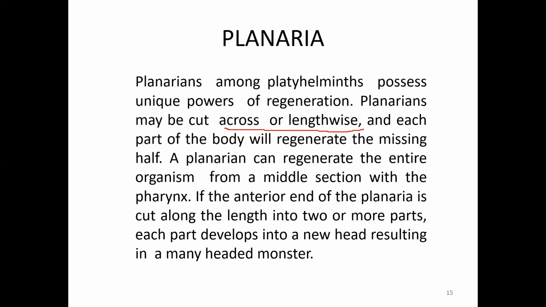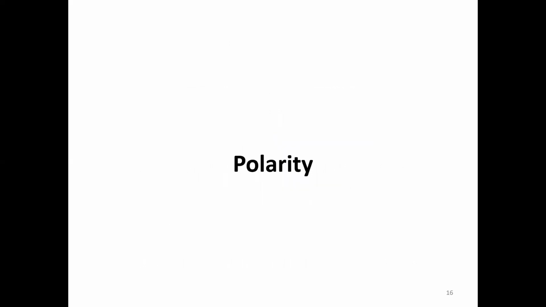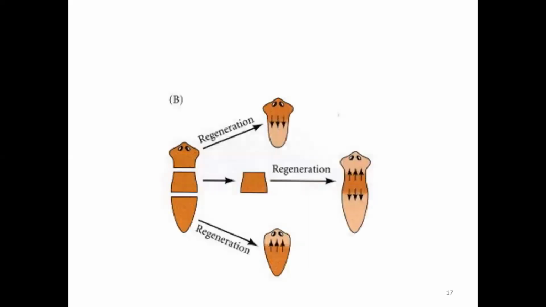If the anterior end of the planaria is cut along the length into two or more parts, each part develops into a new head, resulting in a many-headed monster. Polarity. When a section from the middle of the body of a planaria is cut out, the head end and the tail end removed, a head will regenerate at the anterior end and a tail at the posterior end.